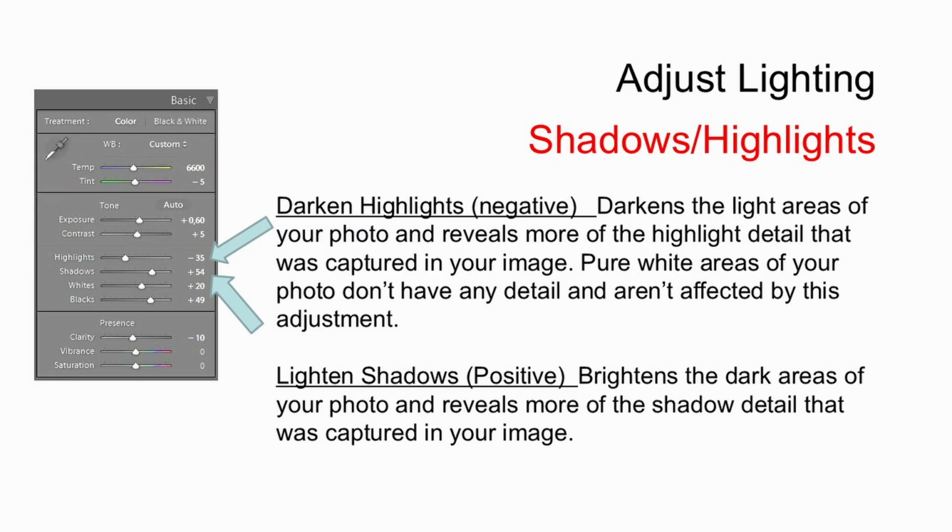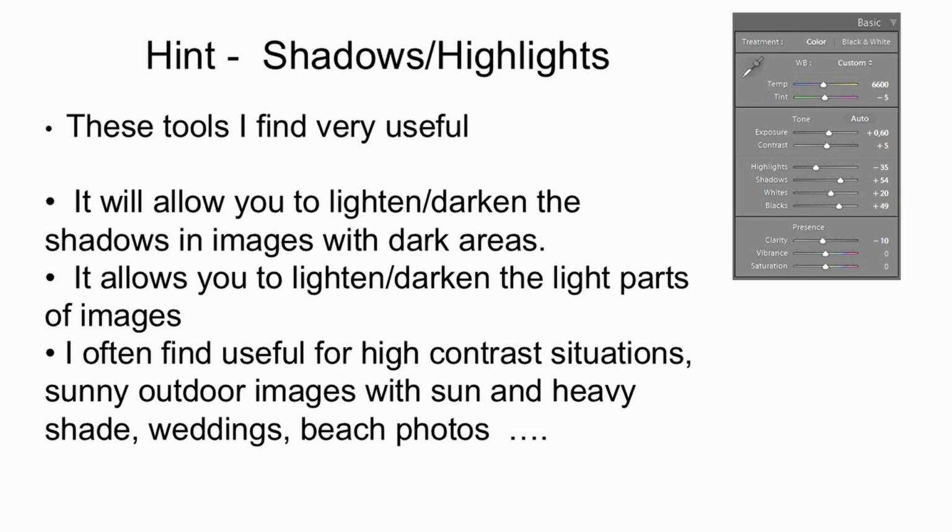You can lighten and darken shadows in images. It is graceful, often, when you haven't quite nailed the exposure exactly right. And I often find it useful for high contrast situations: sunny outdoor images with sun and heavy shade, weddings, beach photos, and those kinds of environments tend to create overly contrasty images. And you have to watch your histogram so that you don't blow out something that you need.